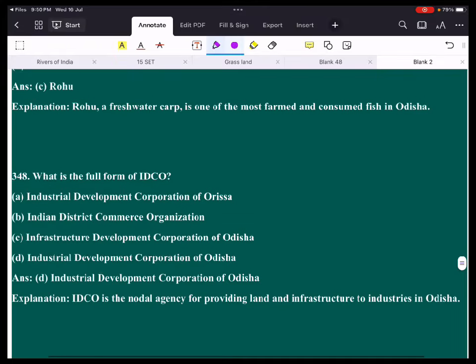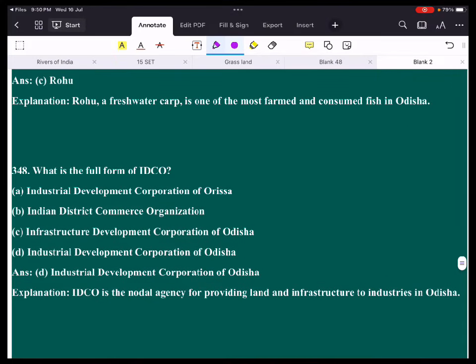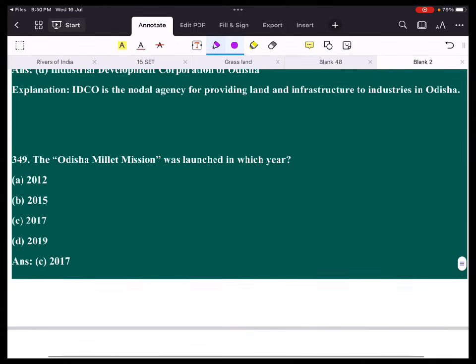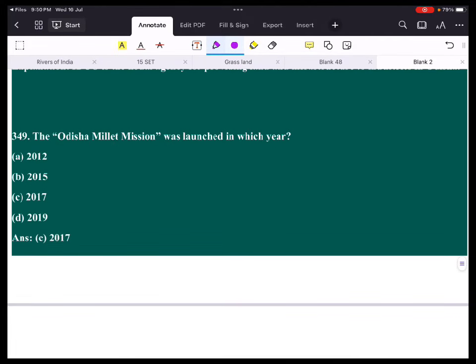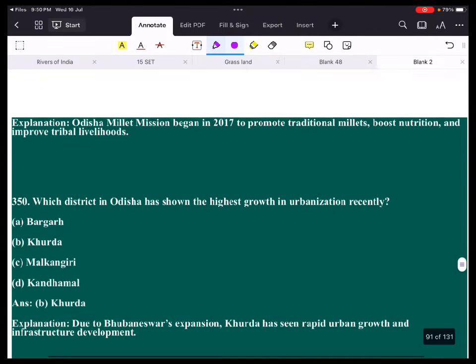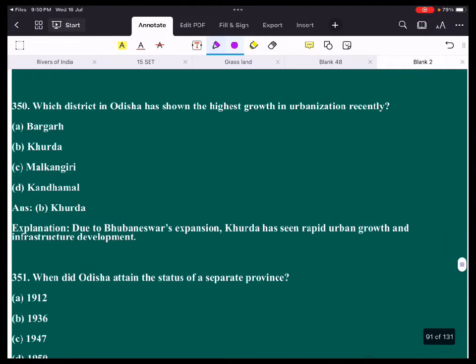What is the full form of IDCO? That is Industrial Development Corporation of Odisha, option D. The Odisha Millet Mission was launched in which year? In 2017, option C. Which district in Odisha has shown the highest growth in urbanization recently? That is Khordha, option B.